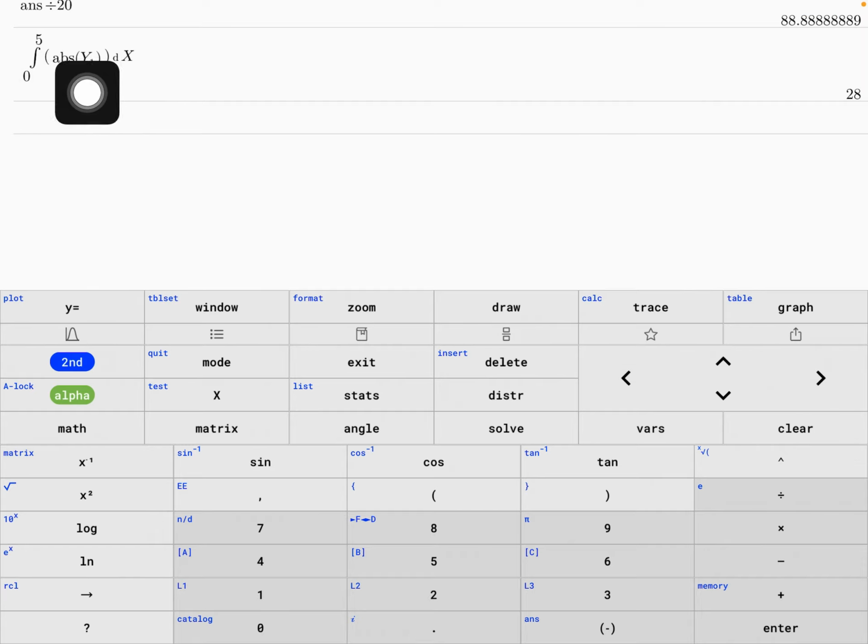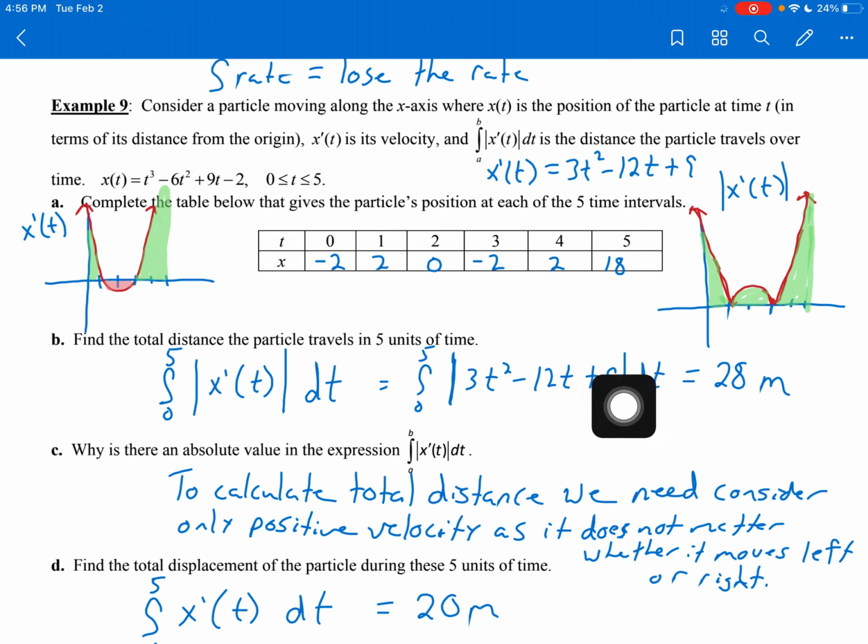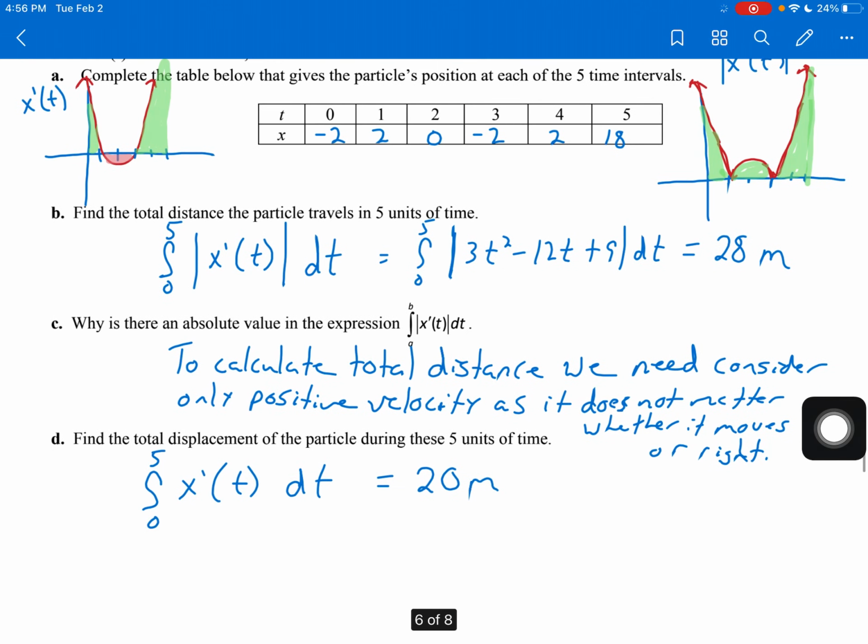There, okay. So the absolute value of that function from 0 to 5 does give me 28. So that's how I'm going to do that. And what it's representing is this area with no negative area, like this one has the negative area. All right, so here y is our absolute value in this expression.